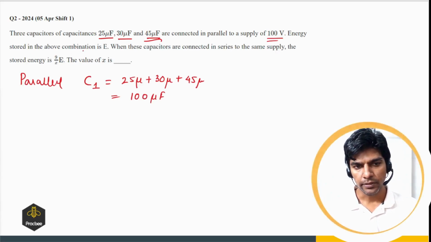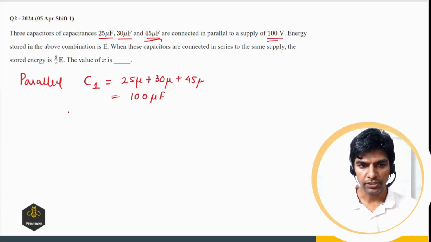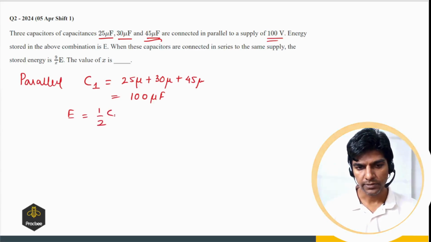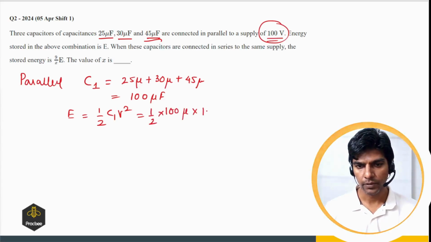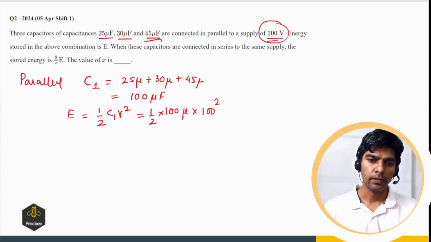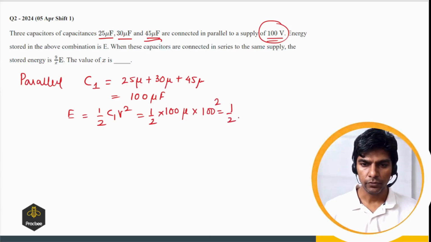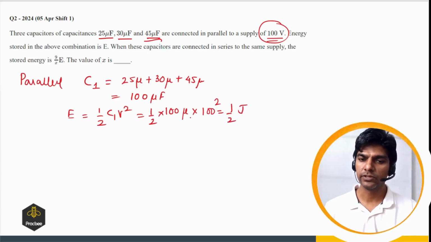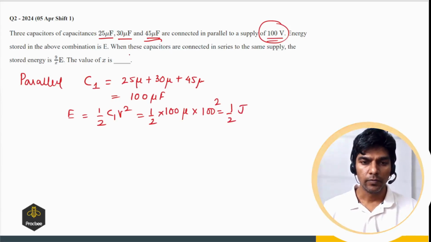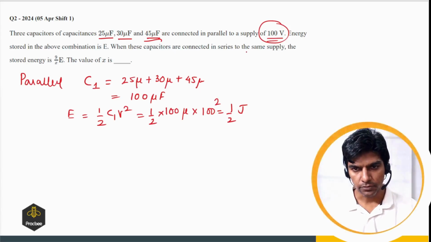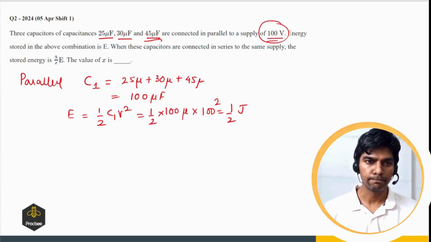Energy stored in the above combination is E. So energy will be half C1 V square, and V is nothing but 100. So that will become half times 100 micro times 100 square, which is nothing but 1 by 2 joules, because micro is 10 raised to power minus 6. When these capacitors are connected in series to the same supply, the stored energy becomes 9 by X times E.